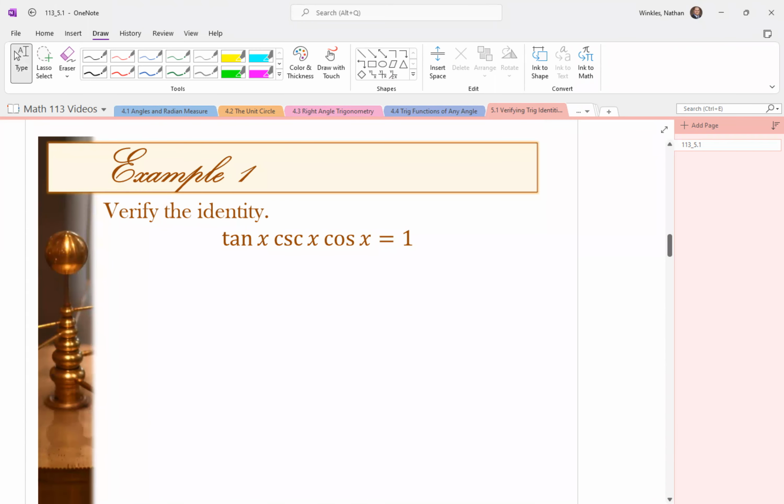So our first example that we want to look at here. When we look at this one right here: tangent of x times cosecant of x times cosine of x equals 1.